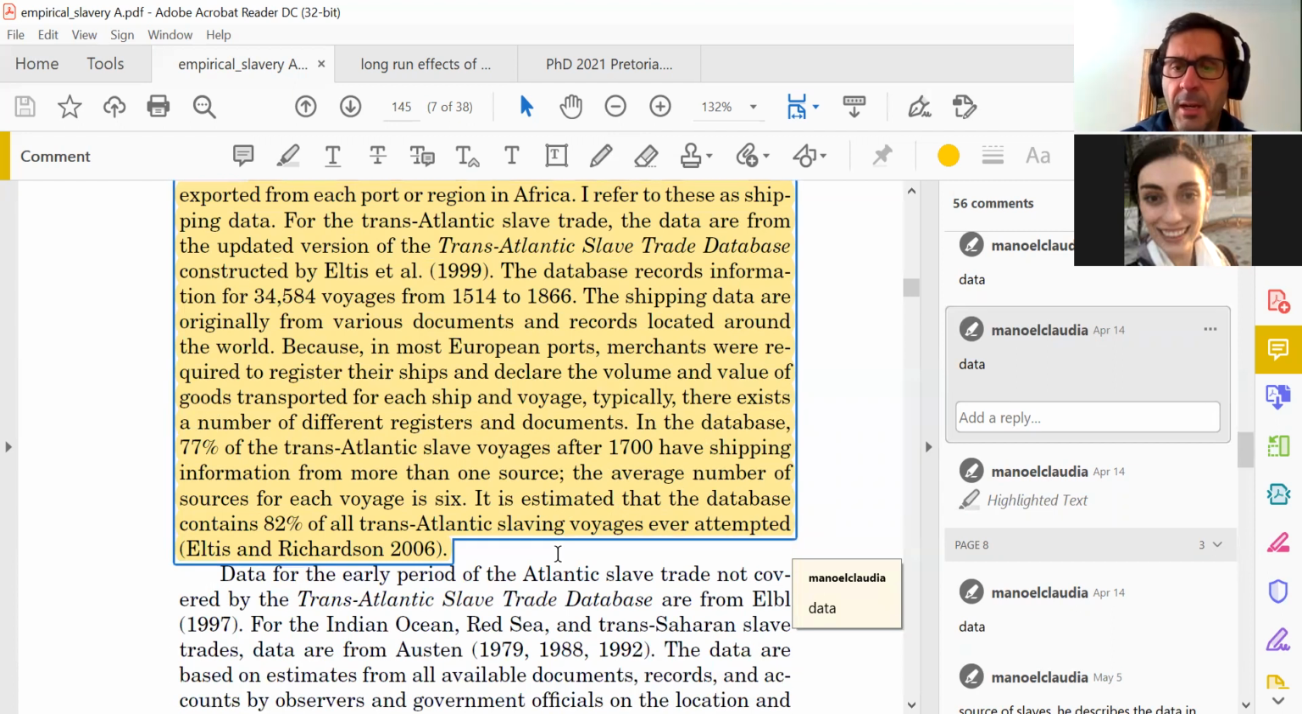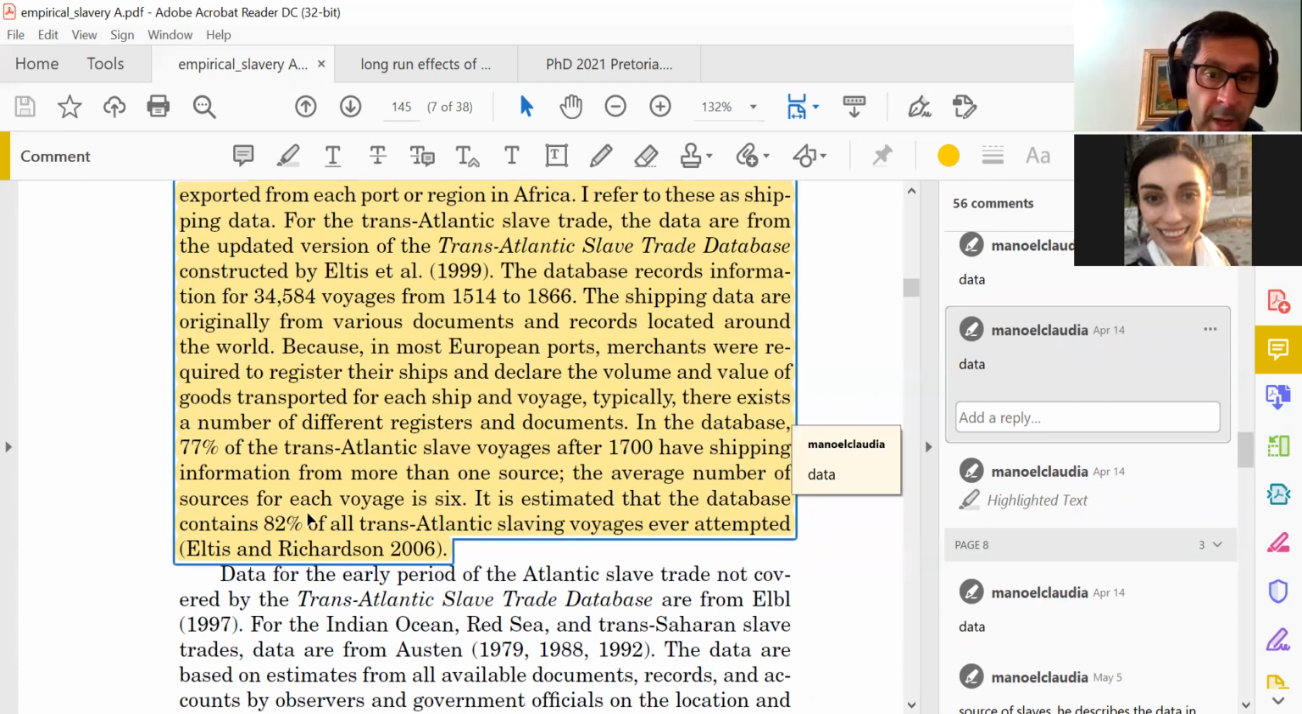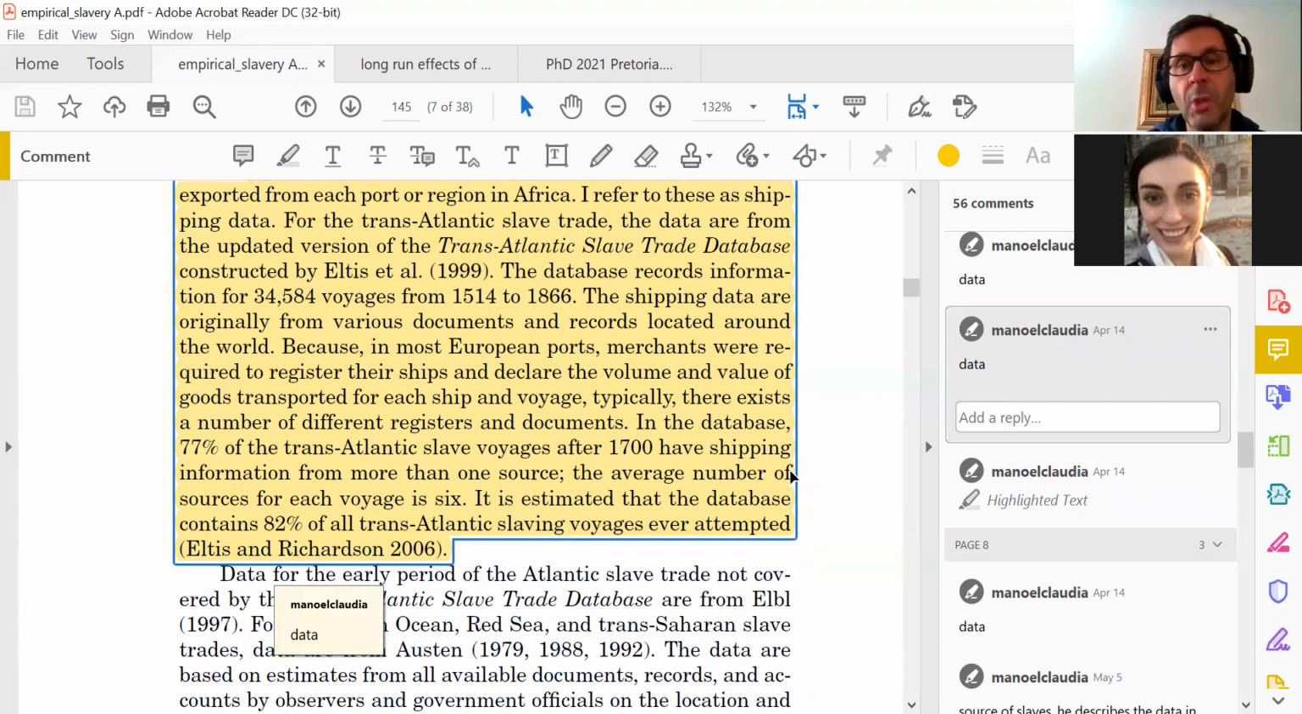It's estimated that the database contains 82% of all transatlantic slaving voyages ever attempted. All right, so in the last sentence he's essentially saying that his data is pretty representative, right? It's almost the whole population of voyages, okay?